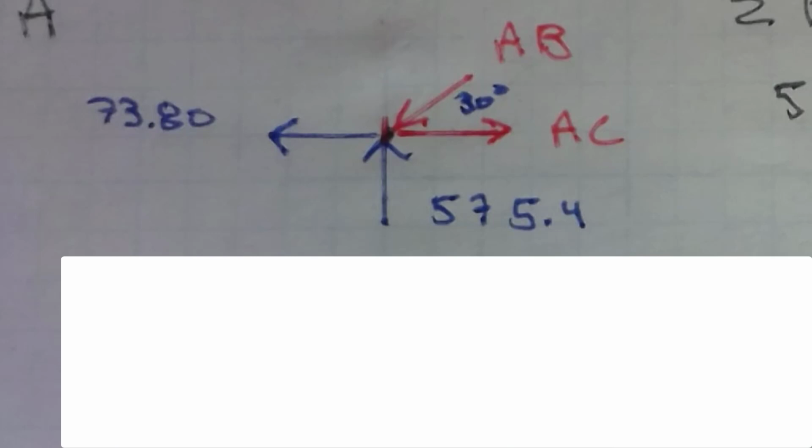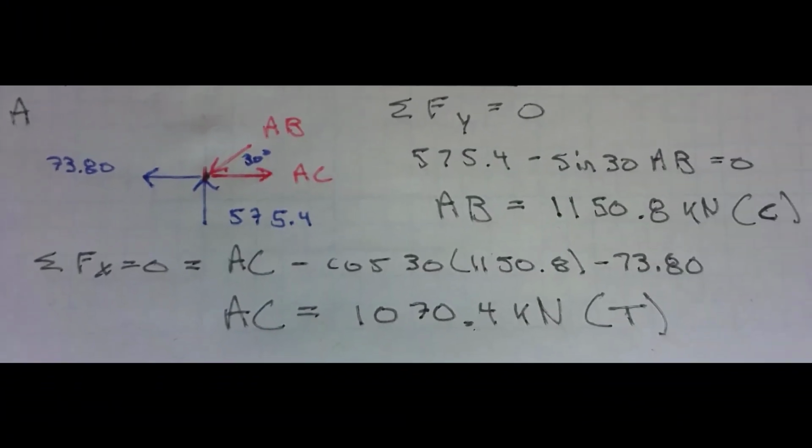Alright, now I used the summation of forces on the Y as my starting point because of the two unknowns, only one of them has a Y component, and that resulted in AB being 1,150.8 kilonewtons, and it's in compression. I note it with C. Then I attack it with the summation of forces X, and we get AC, and it's a positive number, and therefore I guessed correctly, which is tension, and I got 1,070.4.